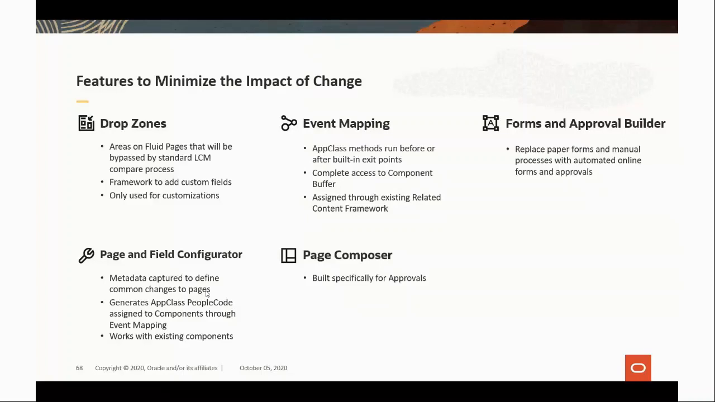Similarly with event mapping, you can write custom code and have that code injected either before or after events that run in our application, in our pages. It gives you complete access to the component buffer, so you can do all kinds of processing that you want. It's assigned through the related content framework. So a lot of customers have really used these features extensively to not only isolate change, but to influence their user interface and make it look the way they want and behave the way they want, and to provide the rules that are right for their business.